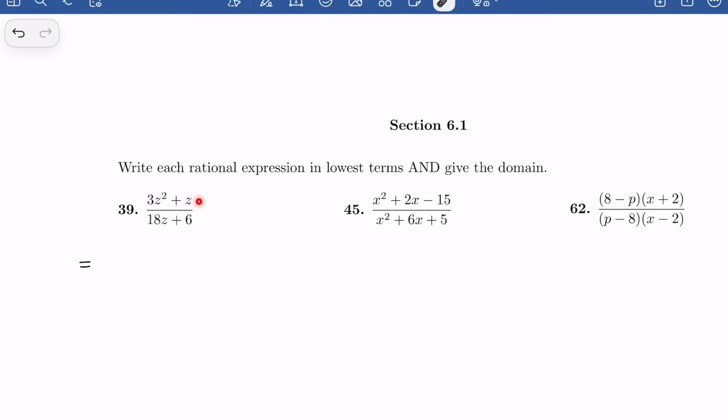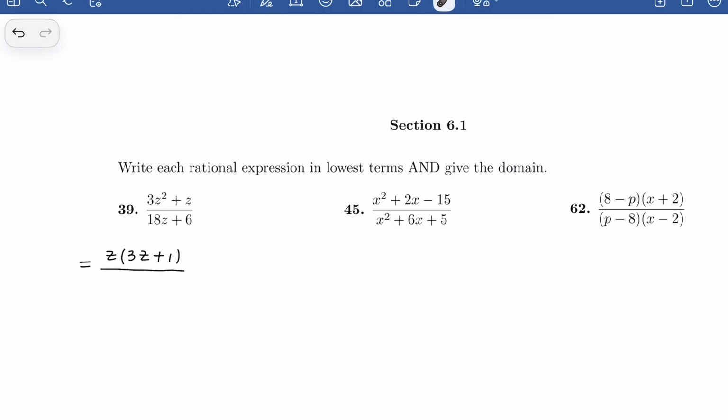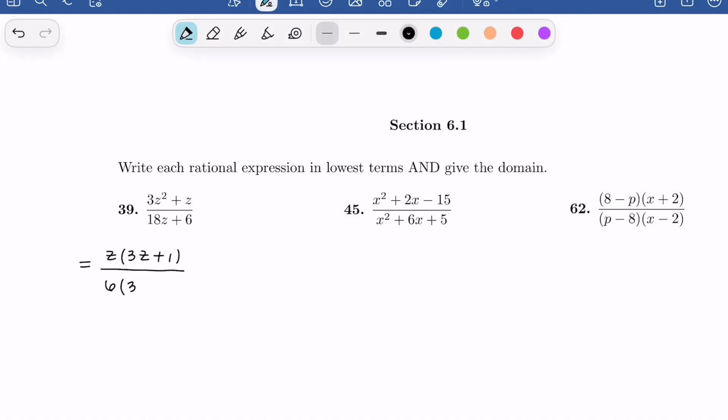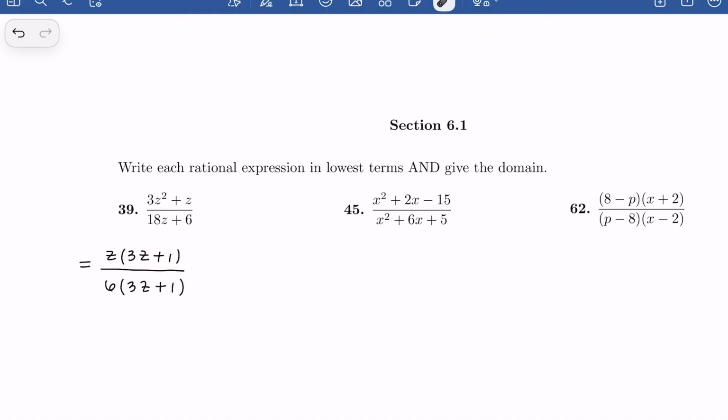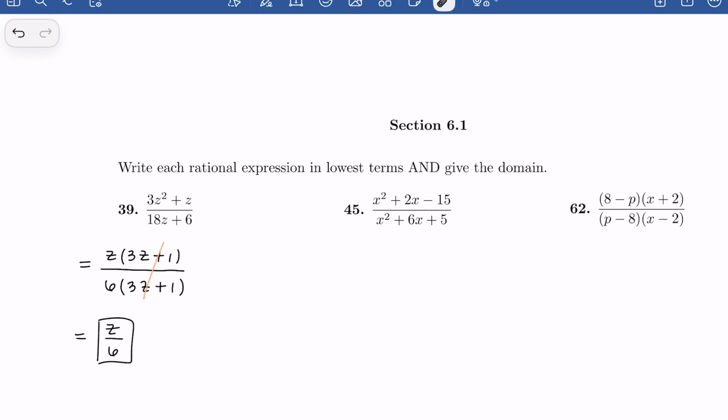So let's go ahead and factor the numerator. Both of these terms have a common factor of z. So I'm going to go ahead and pull that out and see what we're left with. So that's our numerator. Let's do the same thing in our denominator. Both of these terms share a common factor of 6, so I go ahead and pull that out. Pulling out a 6, I'm going to end up with 3z plus 1. Now notice I have a 3z plus 1 in the numerator and in the denominator, so these guys cancel. My final answer is going to be z over 6. This is going to be our rational expression in its lowest terms.